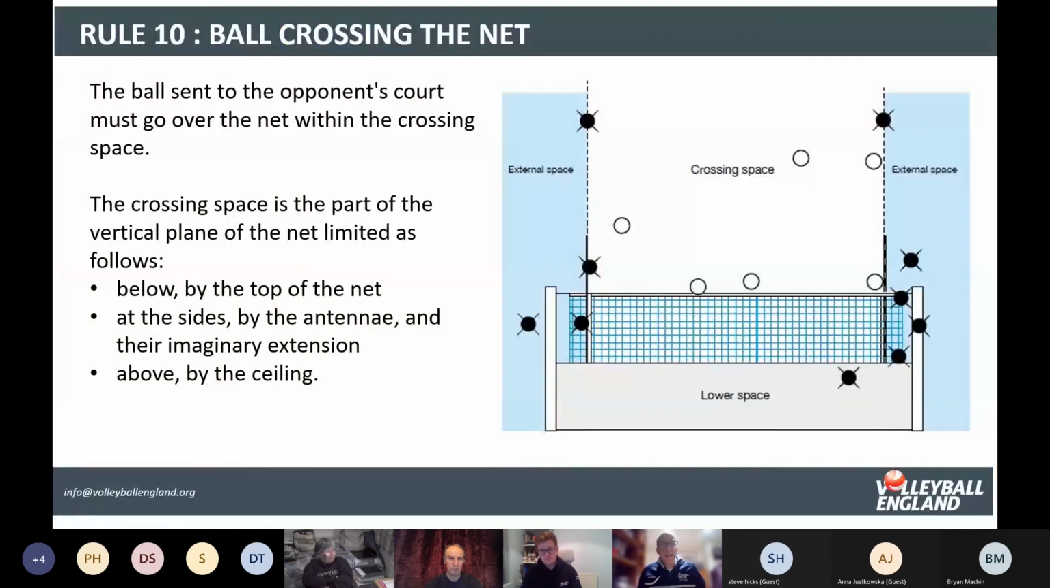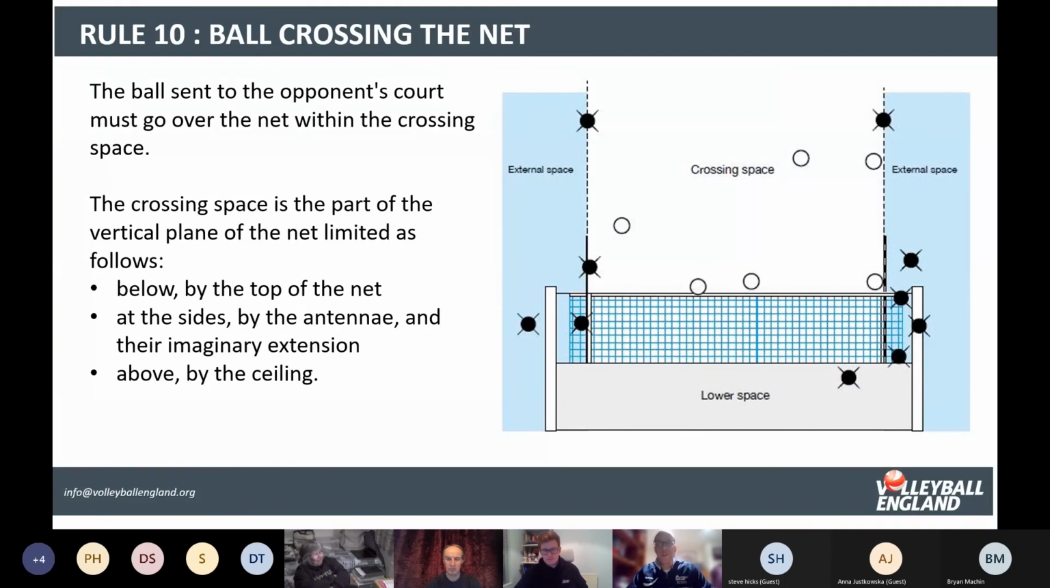Okay, so ball crossing the net. Rule 10 says the ball sent to the opponent's court must go over the net within the crossing space. And the crossing space is the part of the vertical plane of the net, limited below by the top of the net, at the sides by the antennas and their imaginary extension to the ceiling, and above by the ceiling. This is one of the definitions in volleyball that you would be expected to know.